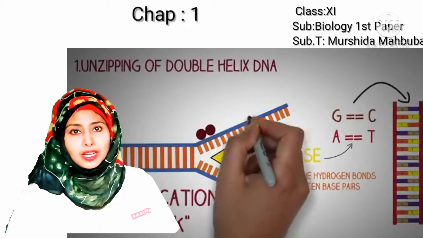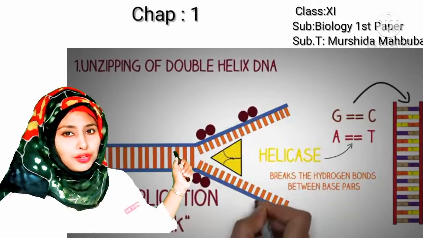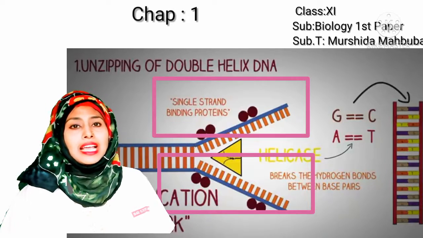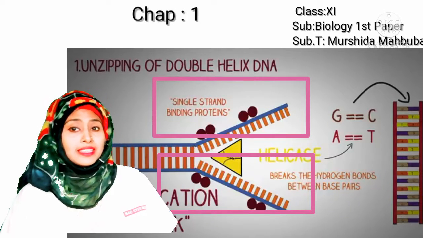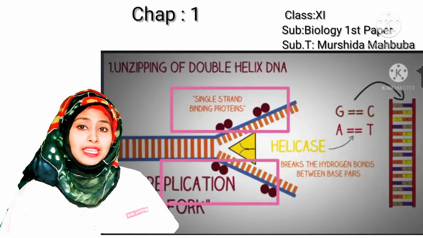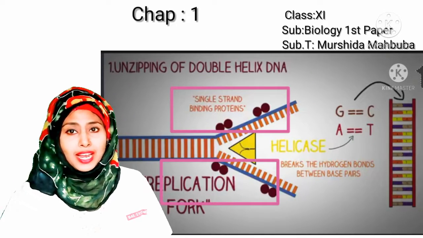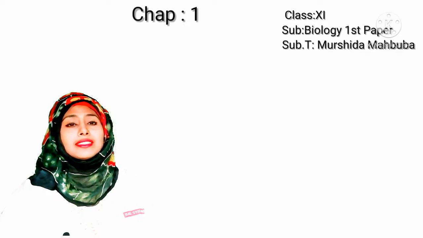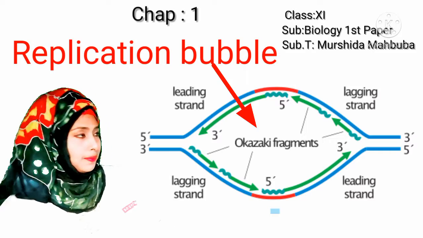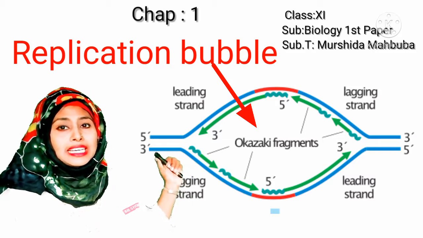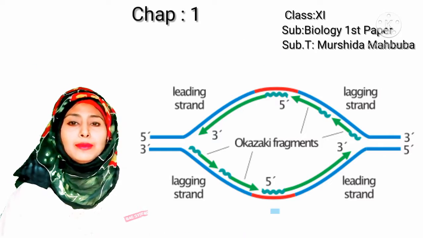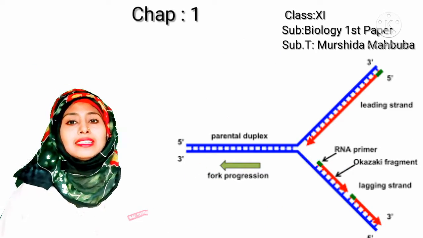Single-stranded binding proteins bind to each DNA strand and prevent the double helix from re-annealing. SSBP stabilize single strands. The openings in the DNA are called replication bubbles or replication eyes. At either end of these bubbles is a replication fork, a Y-shaped region of the bubble.